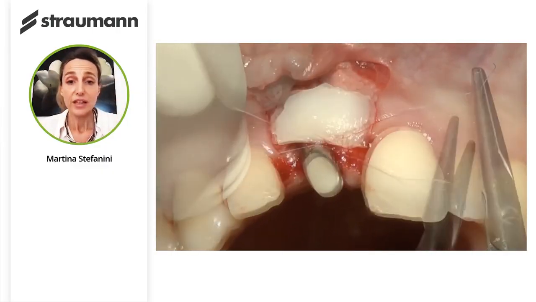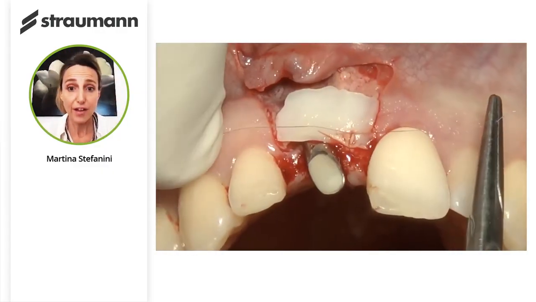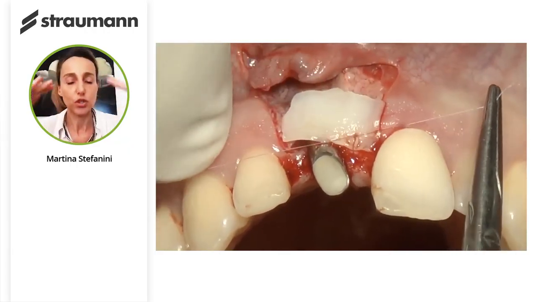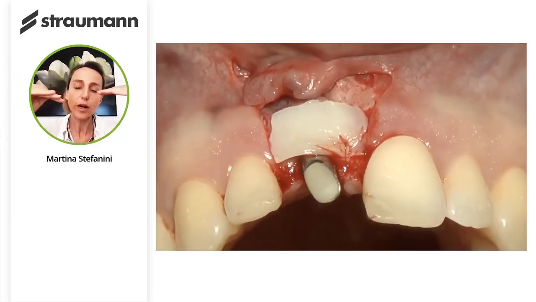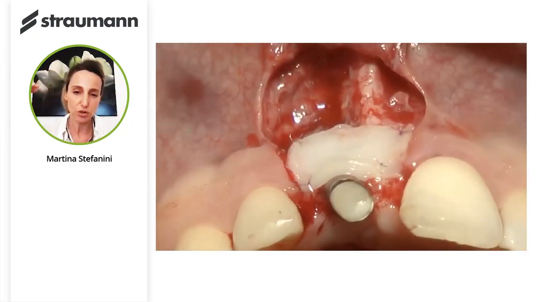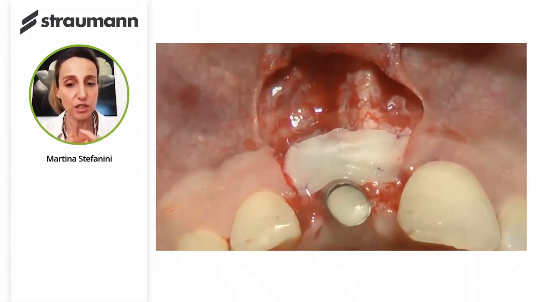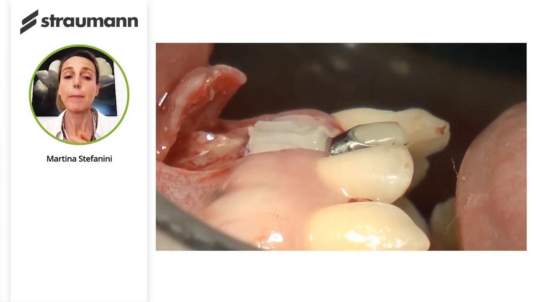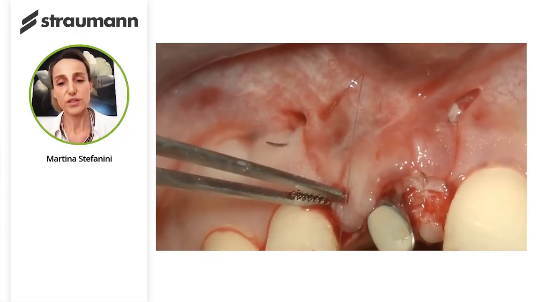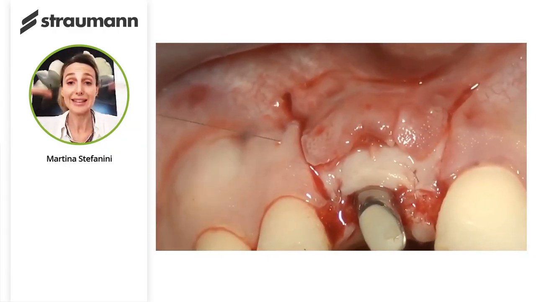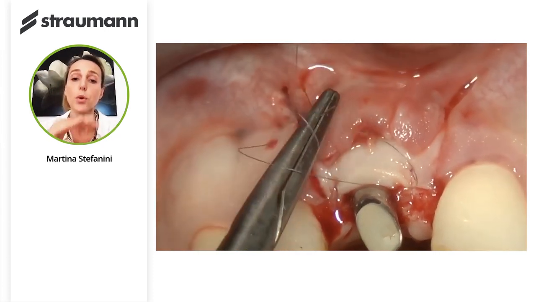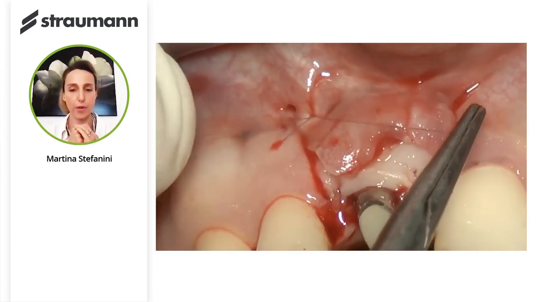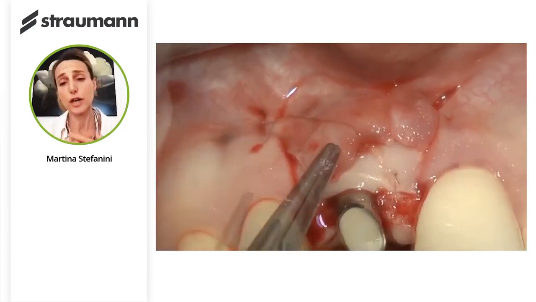We fix the connective tissue 1 millimeter more coronal with respect to the ideal position of the gingival margin, at the base of the anatomic desepithelialized papilla, and also with a horizontal external mattress suture in the apical position, because we want to place the connective tissue graft also above the buccal bone crest. And then we start to close the flap.